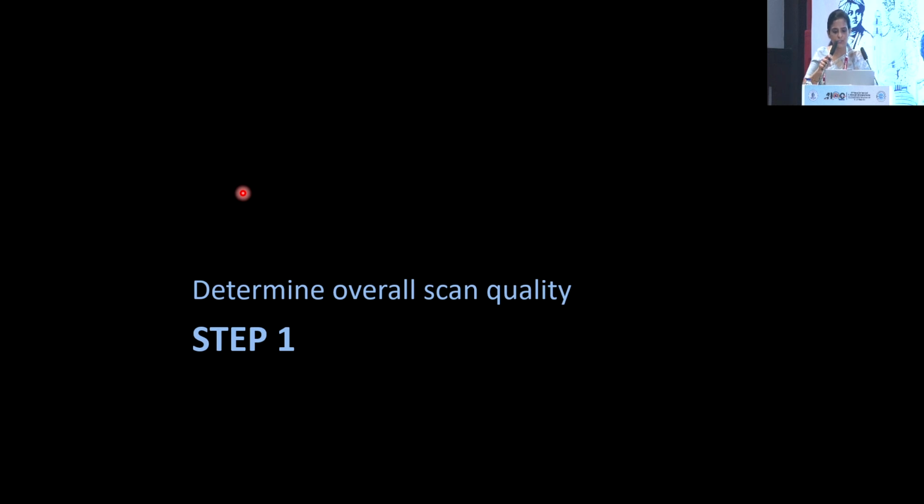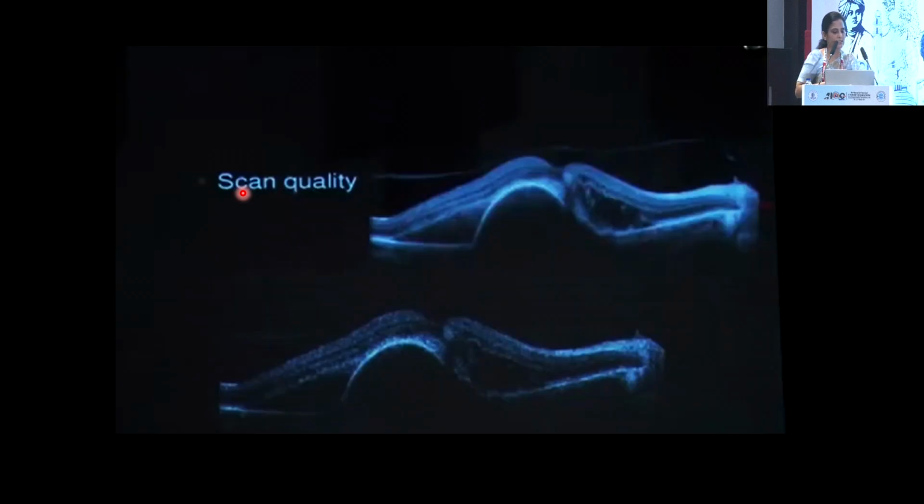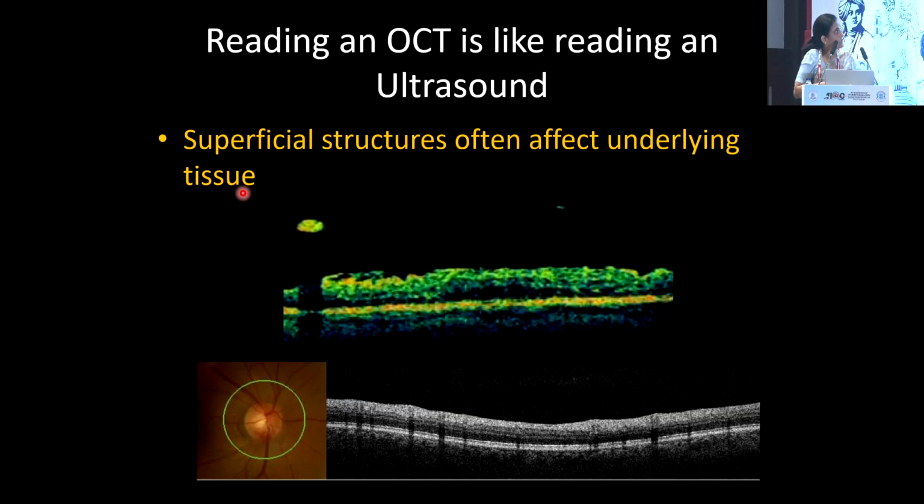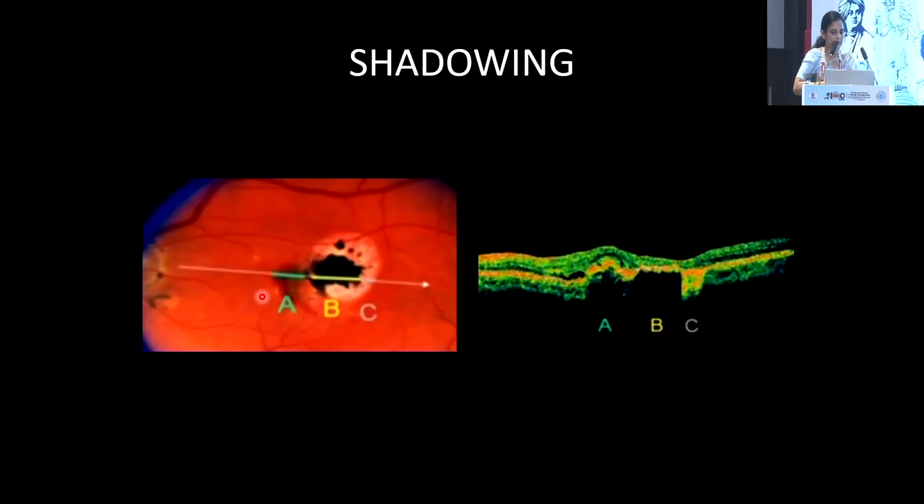So when you see an OCT, first of all, you have to determine the overall scan quality. The quality should be good, otherwise you'll not be able to see the structures. Now, reading an OCT is like reading an ultrasound because superficial structures affect the underlying tissues. So these vertical lines are shadows of the blood vessels. They are absolutely normal, and they cause the deeper layers to be obliterated. And that is a pigment over there that is causing shadowing. So just like an ultrasound, here you see shadowing present.